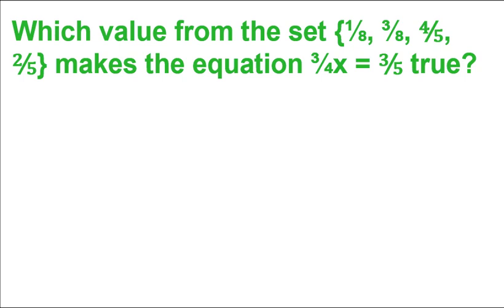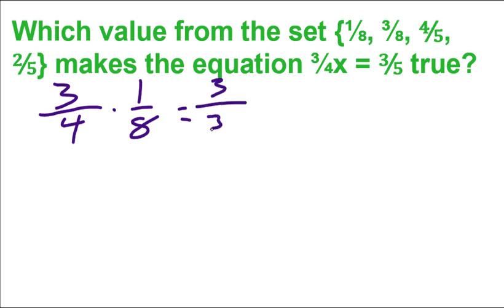Do fractions make a difference? No, still works the same way. All right, we're going to substitute for the x. So I got 3/4 times x. My first x value is 1/8. This is multiplying, so when you multiply, you do it straight across. We got 3 over 32. That is not 3/5. So we just keep going.